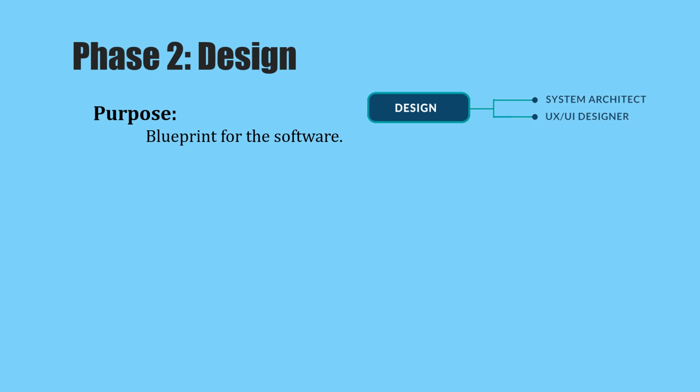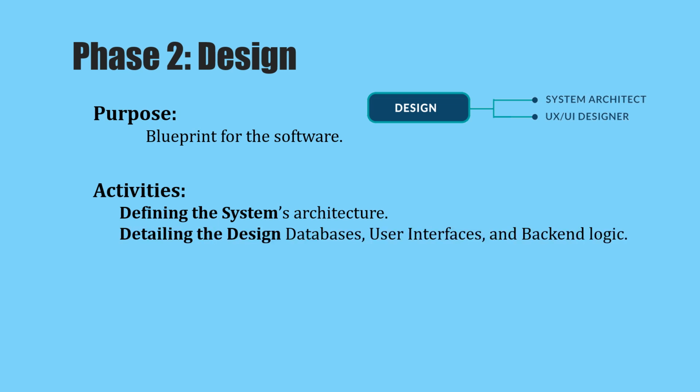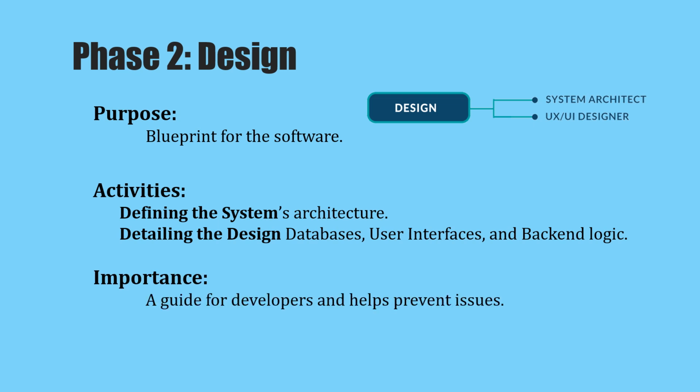Phase 2, design. The purpose is creating a blueprint for the software, including system architecture and detailed component design. Activities are defining the system's overall architecture, including how components interact, and detailing the design of each component such as databases, user interfaces, and backend logic. The importance is that a well thought out design serves as a guide for developers and helps prevent issues during coding.